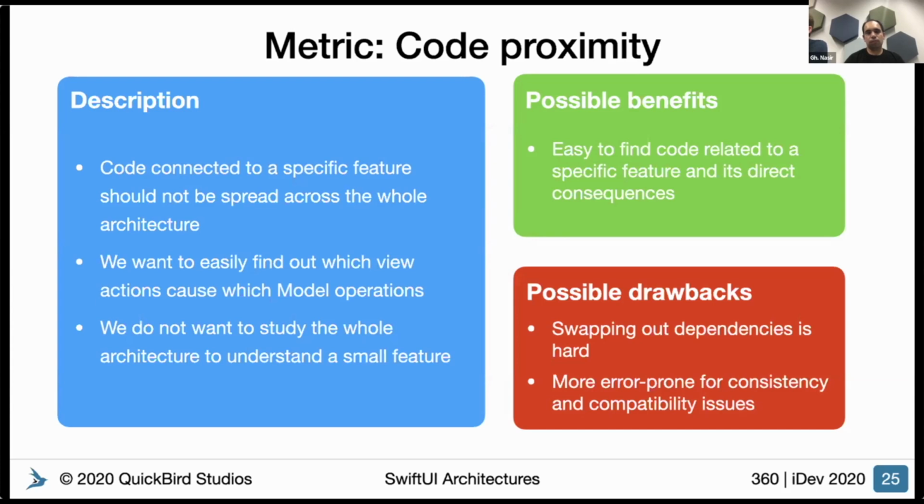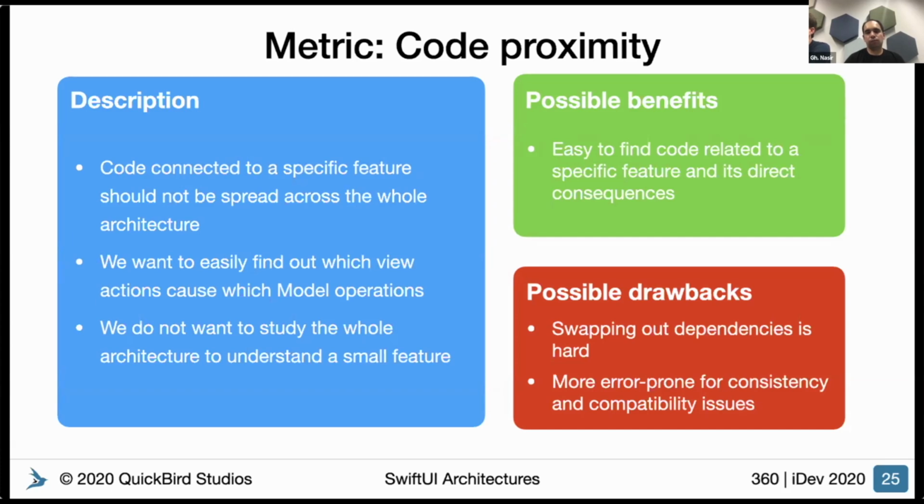A benefit from that is it's easy to find code related to a specific feature and its direct consequences. However, for example, if you're writing network code inside of your view, which is probably a little bit too high of a code proximity, then swapping out a dependency or certain functionality is super hard, because you have to keep in mind that that code might be in a lot of other places in your application as well. So you don't have that abstraction.